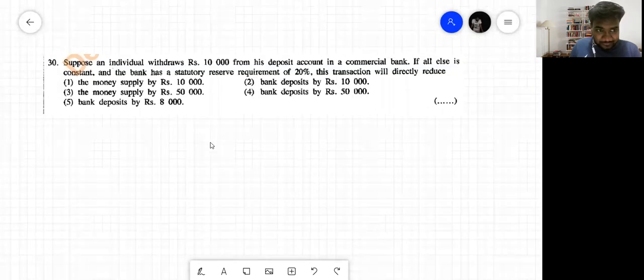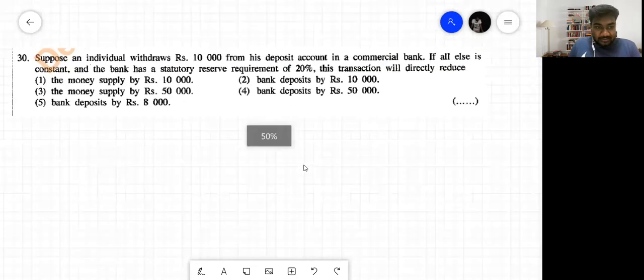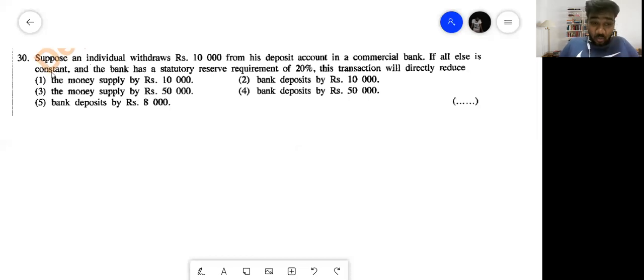Question 30. Suppose an individual withdraws 10,000. Now this is the opposite, right? Earlier we usually talked about a person depositing money. Now here an individual is withdrawing 10,000. If all else is constant, the bank has an SRR of 20%. This transaction will reduce money supply by 10,000, bank deposits by 10,000, money supply by 50,000, bank deposits by 50,000, or bank deposits by 8,000. What is the answer?